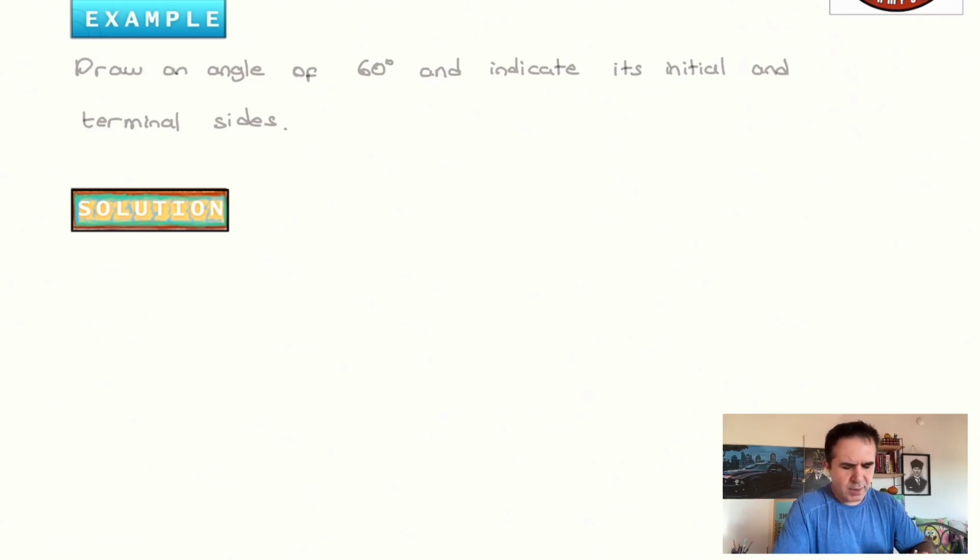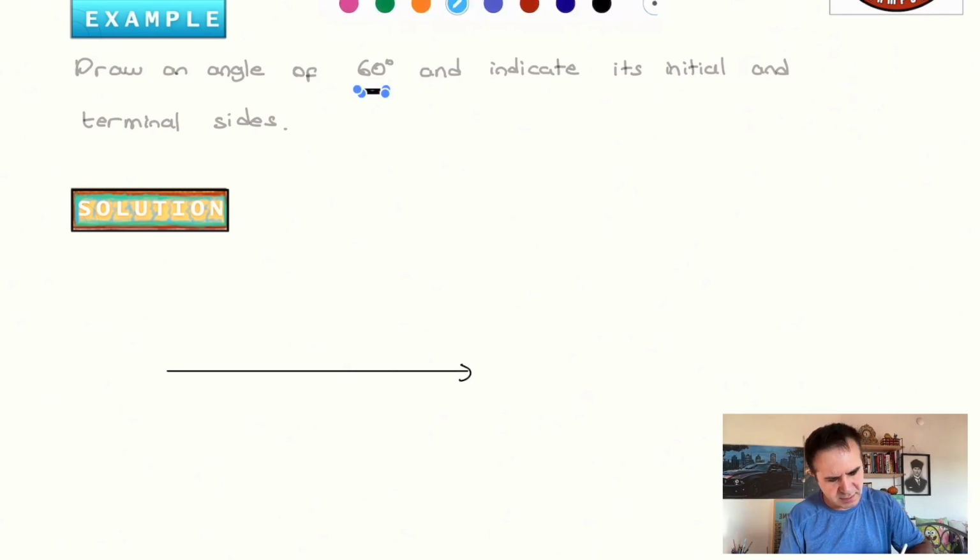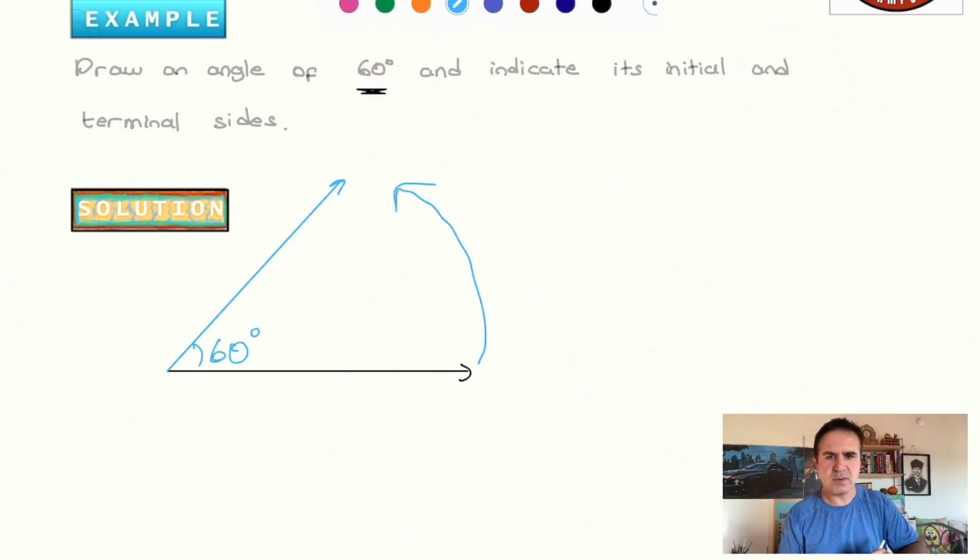First example, draw an angle of 60 degrees and indicate its initial and terminal sides. The initial side will be along the positive x-axis. This is our initial side, and since the angle is positive here, the terminal side will be at the counterclockwise. Terminal side will be this. This is 60 degrees, and this is the way of the angle.